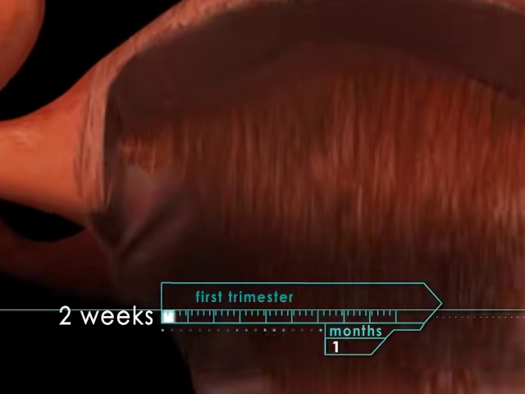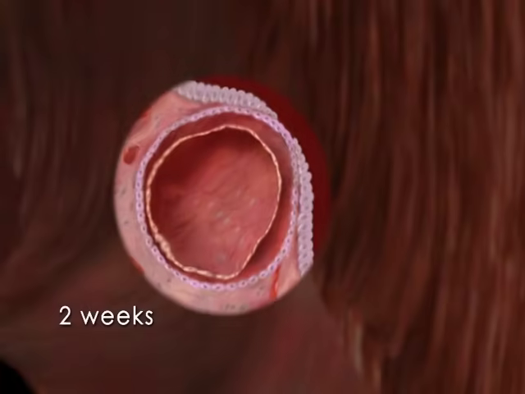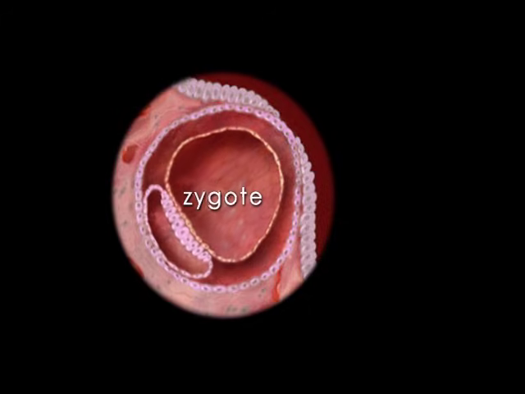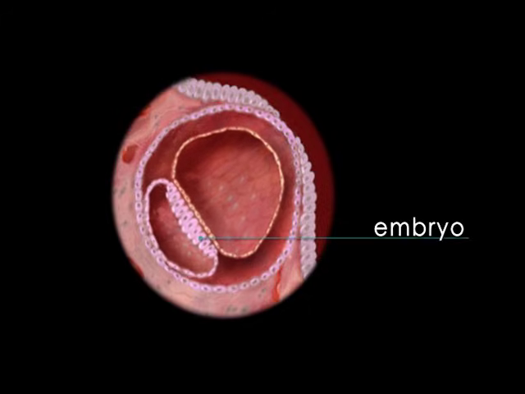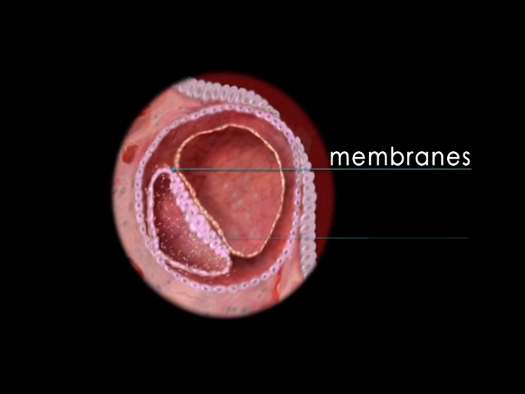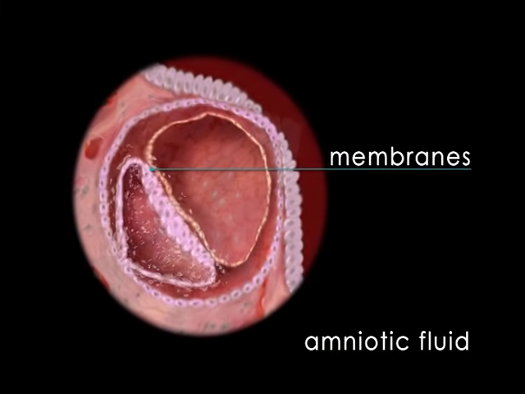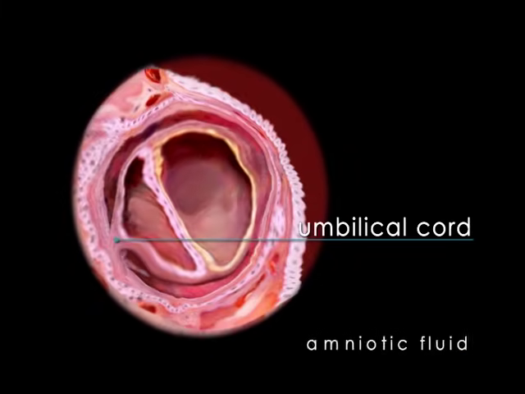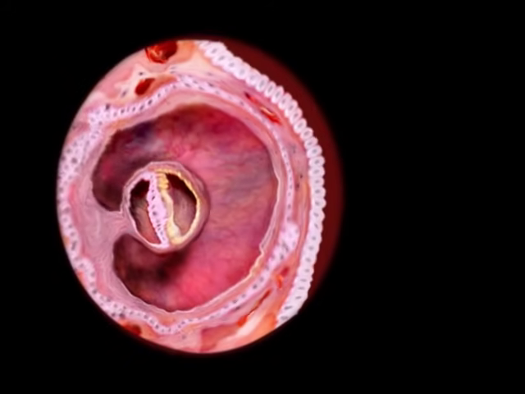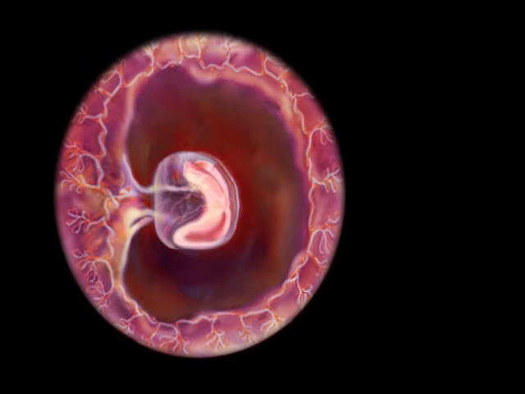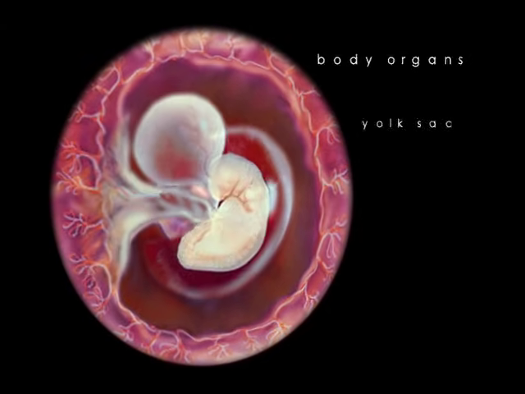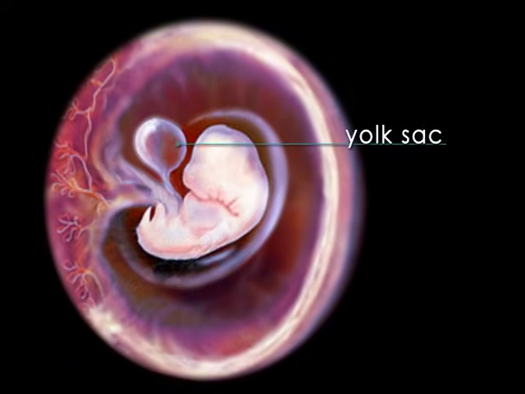About 2 weeks after the egg is released, cells in one area of the zygote begin to fold in on themselves, creating multiple layers that form the embryo. The embryo is surrounded by membranes and bathed in fluid called amniotic fluid. The umbilical cord, which connects the embryo to the placenta, begins to form. The cells move and rearrange themselves as they form the beginnings of the body organs. At this stage, a yolk sac provides nourishment.